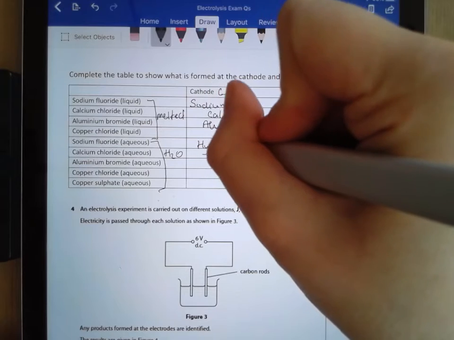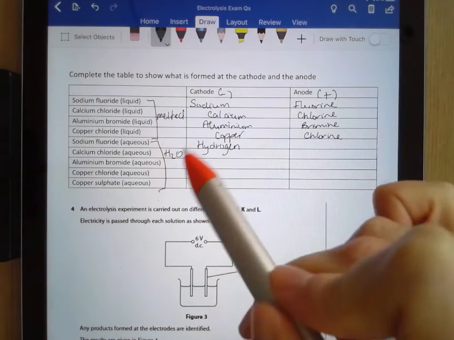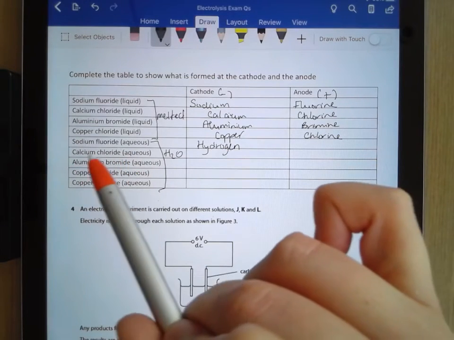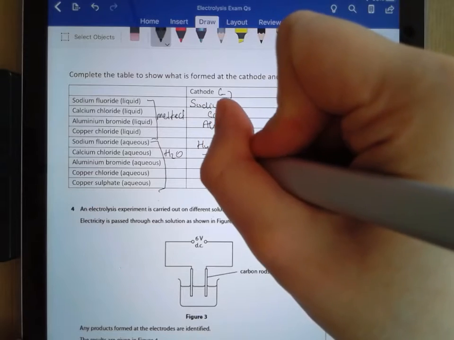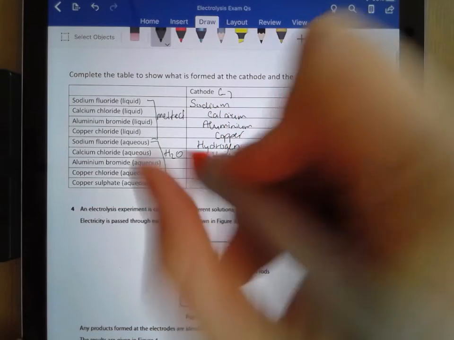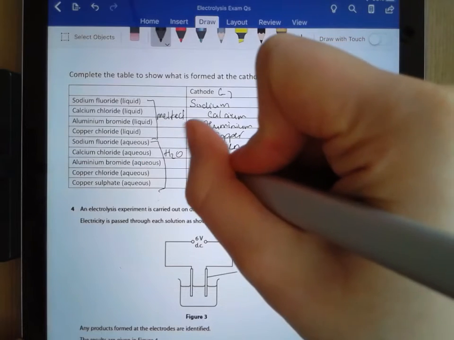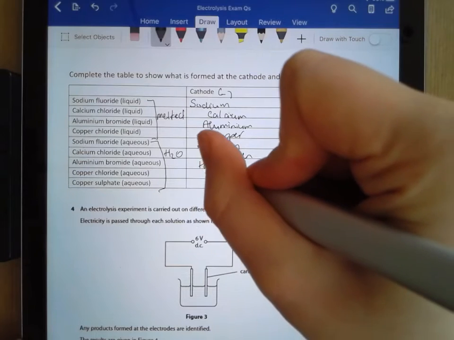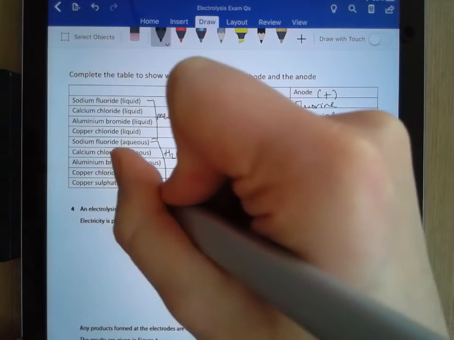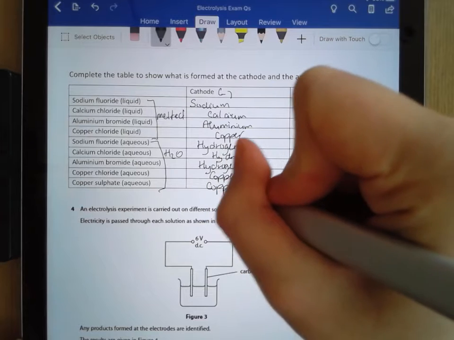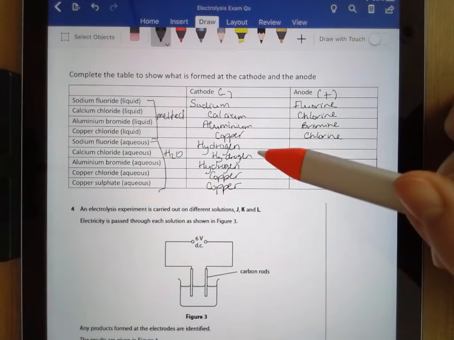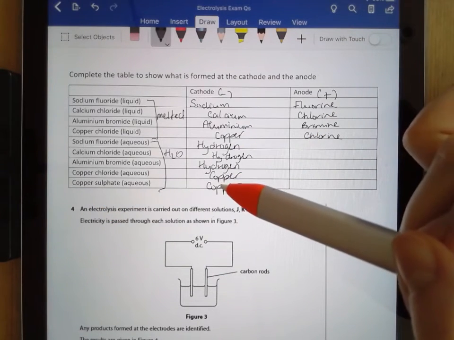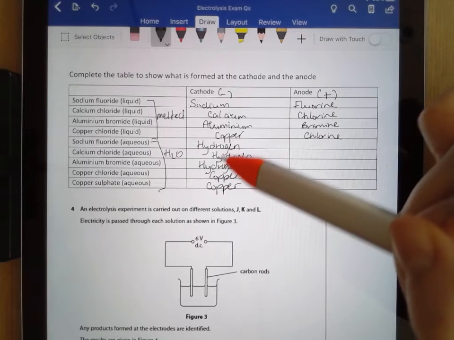You're getting this hydrogen from H2O, from water. And if you don't have copper, hydrogen's going to form. The next one, it's aqueous, the metal's not copper, hydrogen's going to form. The next one, it's aqueous, the metal's not copper, hydrogen's going to form. The next one, it's aqueous, the metal is copper, so copper forms. The last one, it's aqueous, copper is the metal, so copper forms. So when it's aqueous, at the cathode, your answer is always going to be hydrogen or copper. If copper is your metal, the answer is copper. If copper is not your metal, the answer is going to be hydrogen.